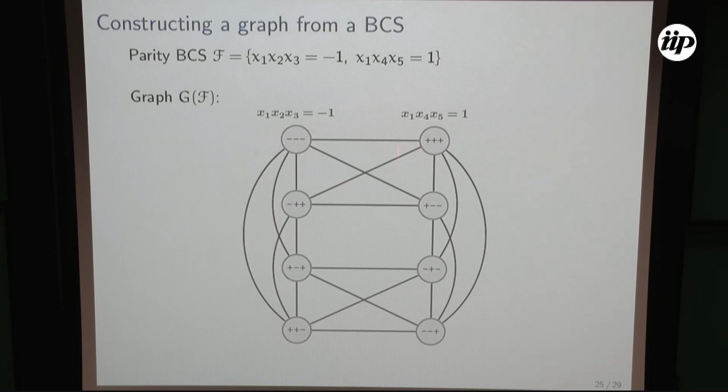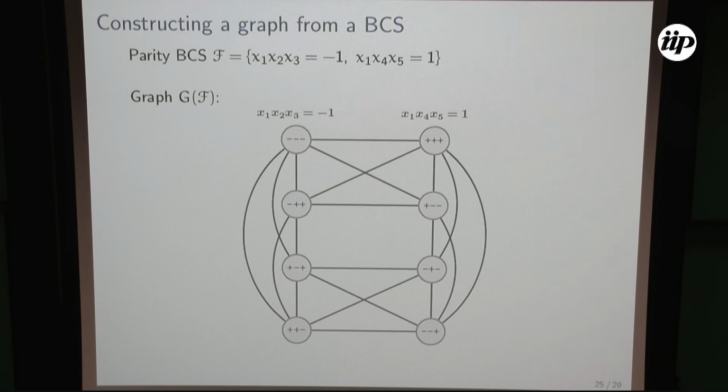These vertices correspond to this equation, and these vertices to this equation. Each is labeled by a satisfying assignment of the corresponding equation. For instance, if I assign -1, -1, -1 to x1, x2, x3, then I get -1 as the product, right? And here I've listed the 4 satisfying assignments, the same here. Now, this is not a full assignment, right? This is a partial assignment because I'm only assigning values to variables which appear in this particular equation, and that's very important.